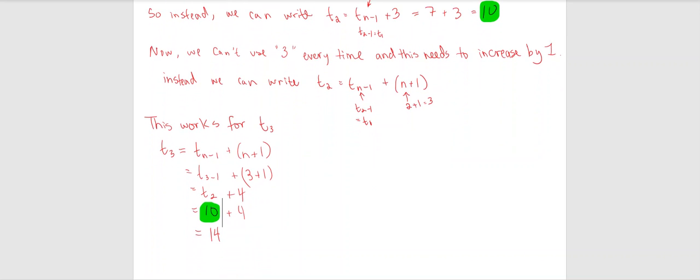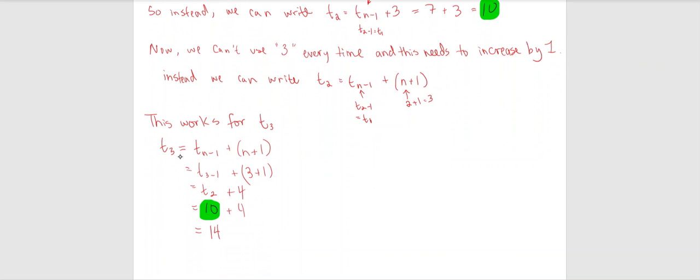Let's try that. For term 3, we use Tn minus 1, which is 3 minus 1, which gives us T2. That's 10. And what about 3 plus 1? Well, 3 plus 1 is 4, and 10 plus 4 is 14.